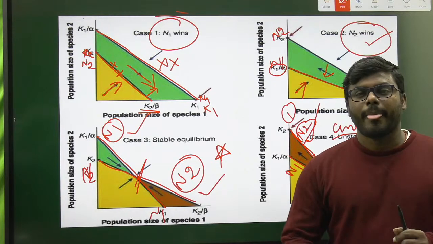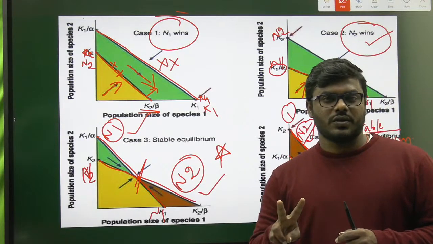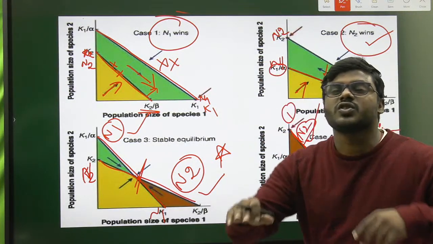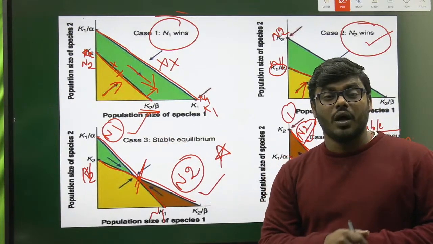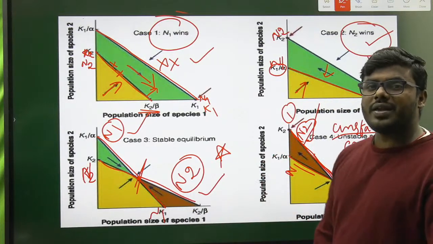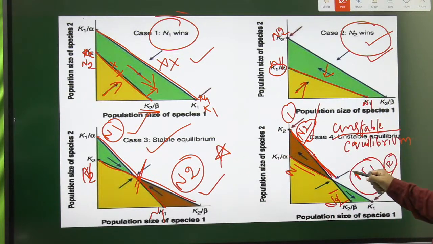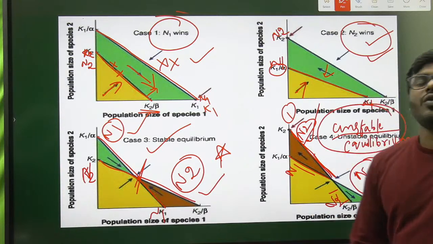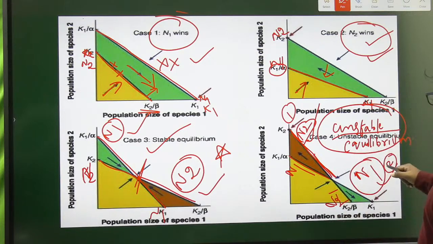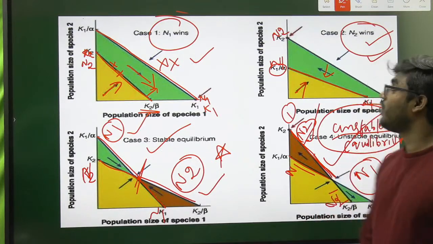So let me summarize. Whenever a competition occurs between two species, what is happening, friends? Between the two species on zero growth isocline points, in one case N1 won, in one case N2 won, in one case both won, which we call a stable equilibrium. In the fourth condition, what I said to you, equilibrium will be established, but the equilibrium is not a stable equilibrium. It is an unstable equilibrium. That's the point I want you to remember without fail.